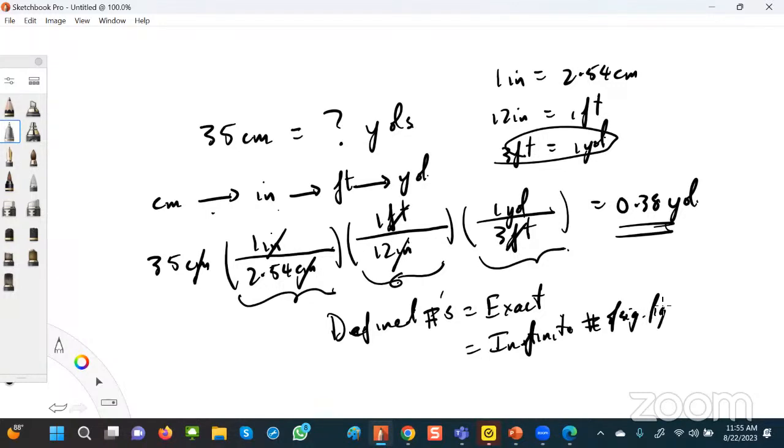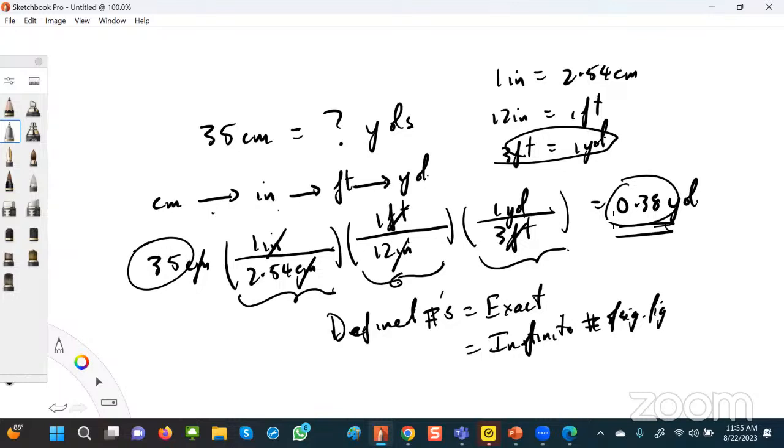All right? So basically, the lowest number of sig figs involved in this operation would be 2 sig figs from the 35. And therefore, that's why we have to round off the final answer to 2 sig figs. All right? Okay, yeah, that makes sense. Thank you.